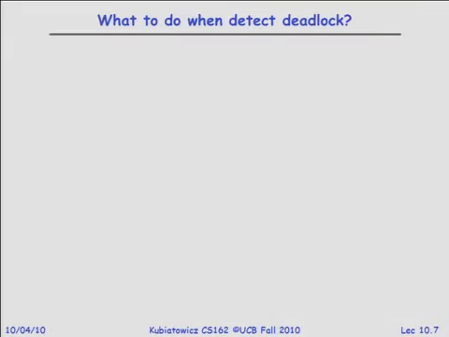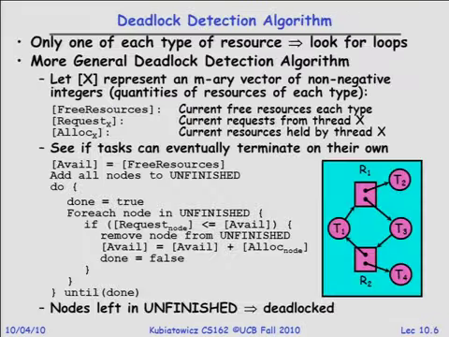Okay. So what do we do when we detect that deadlock? By the way, detecting deadlock is the case in which we make it all the way through this, and there are still some threads left in the unfinished category. Then we know we've got deadlock, because there was really no way to finish everybody. So what do we do when we detect it?